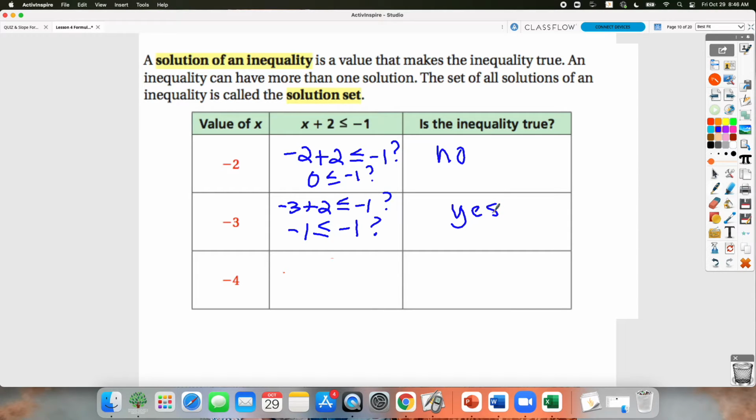All right, next we have negative 4, so we're going to be adding negative 4 plus 2, and we want to see if that's less than or equal to negative 1. What does negative 4 plus 2 give me? Negative 2. Is negative 2 less than or equal to negative 1? Yeah, it's less than. It would be further to the left on the number line. So negative 4 would also be part of my solution set. What other numbers would be part of our solution set?